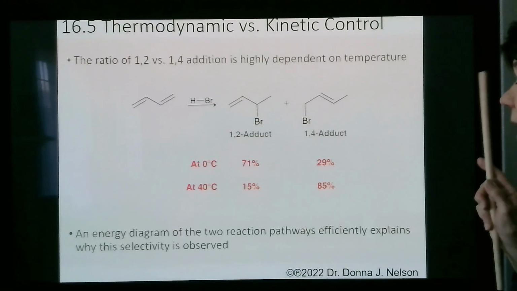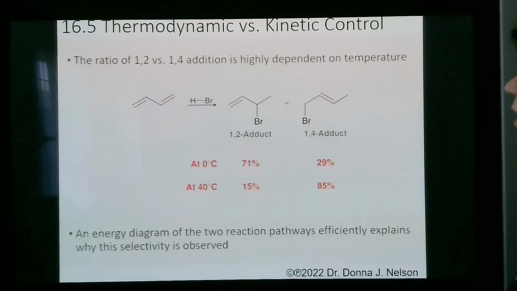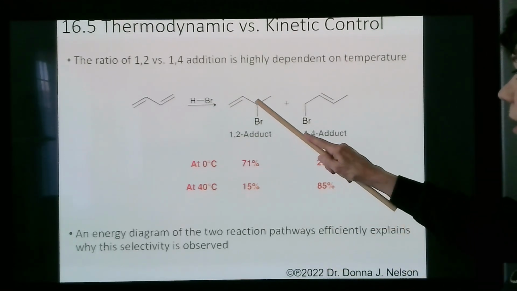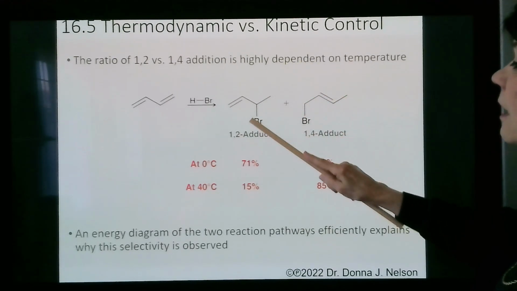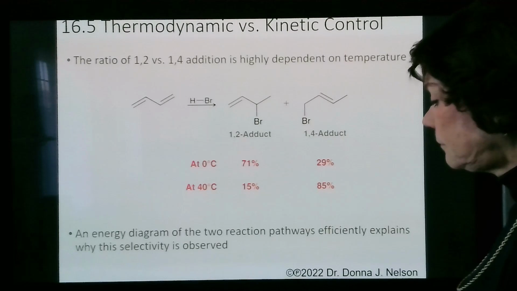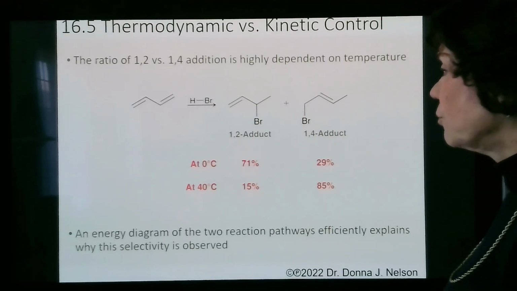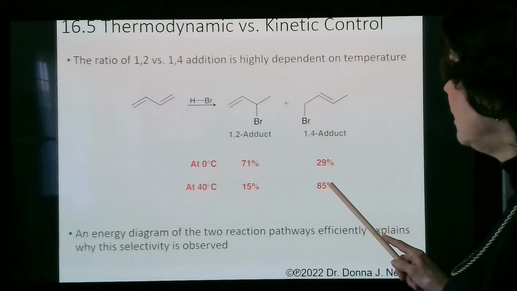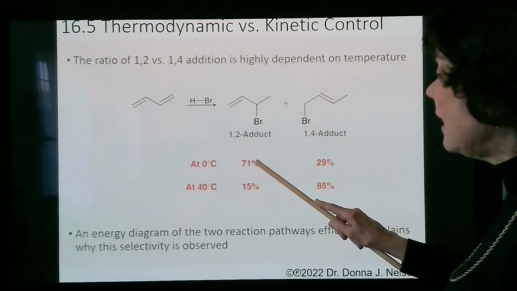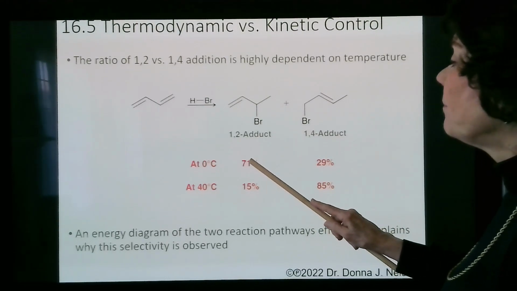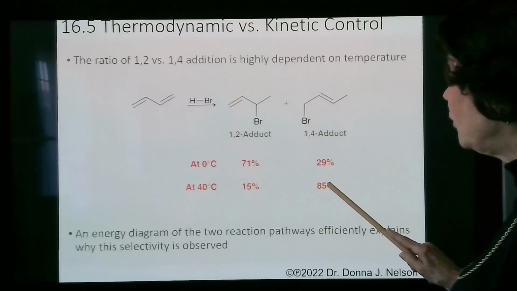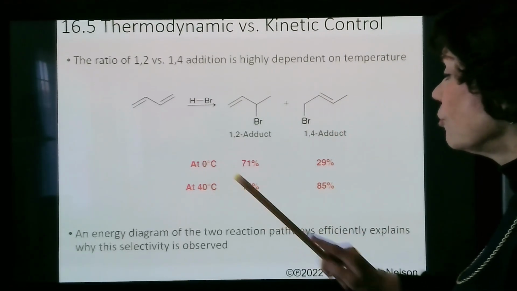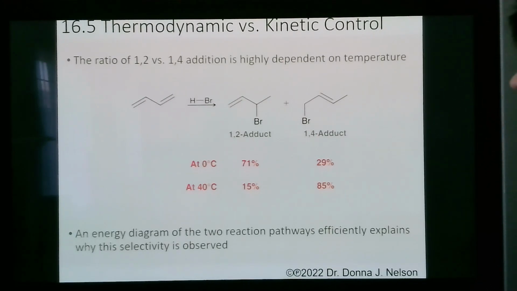So you might want to keep that in mind because we're going to be discussing that in just a minute. This is less stable, more stable. The less stable is preferred at higher temperatures. The more stable is preferred, the less stable is preferred at lower temperatures. The more stable is preferred at higher temperatures. So let's look at the reason for that.